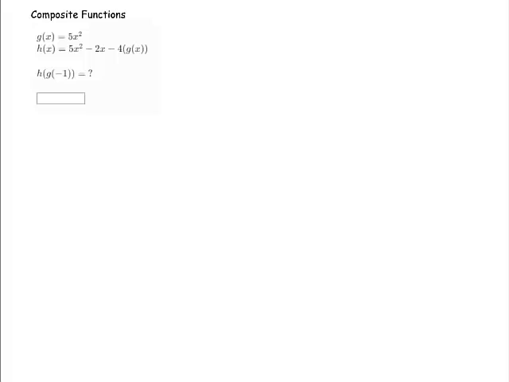Today we're going to be working with composite functions. Now I'm going to show you two different ways to answer this question. If I look at what's being asked of me, I'm being asked to evaluate h of g of -1. Now when working with these problems, you have to start from the inside out. So the first thing that I'm going to evaluate is g of -1.